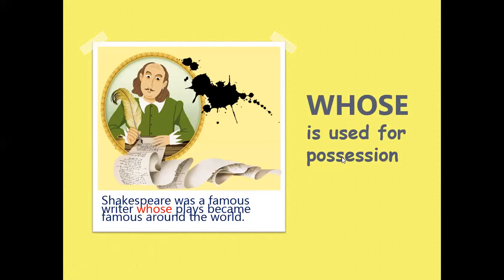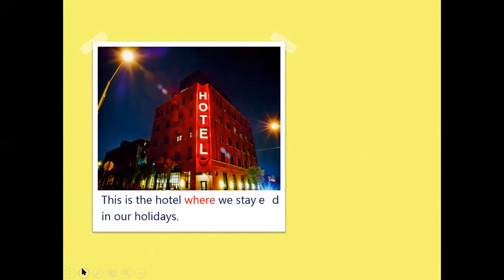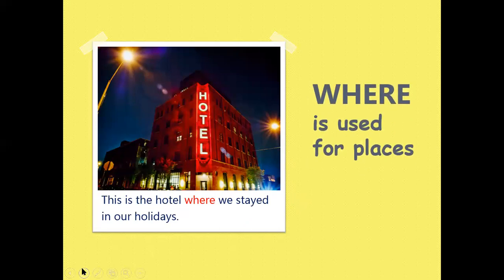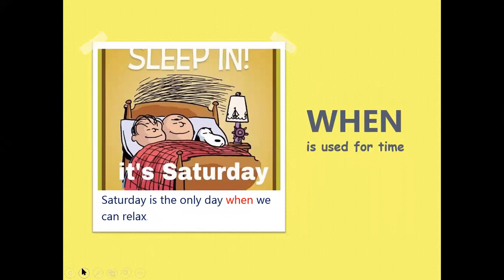So we use whose to talk about things that we own or other people own. Next, this is the hotel where we stayed in our holidays. We use where for places. Saturday is the only day when we can relax. So we use when for time.